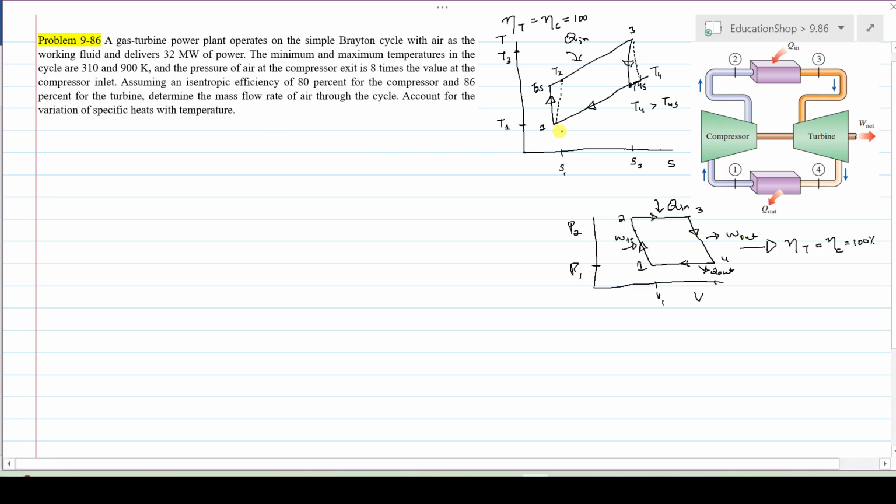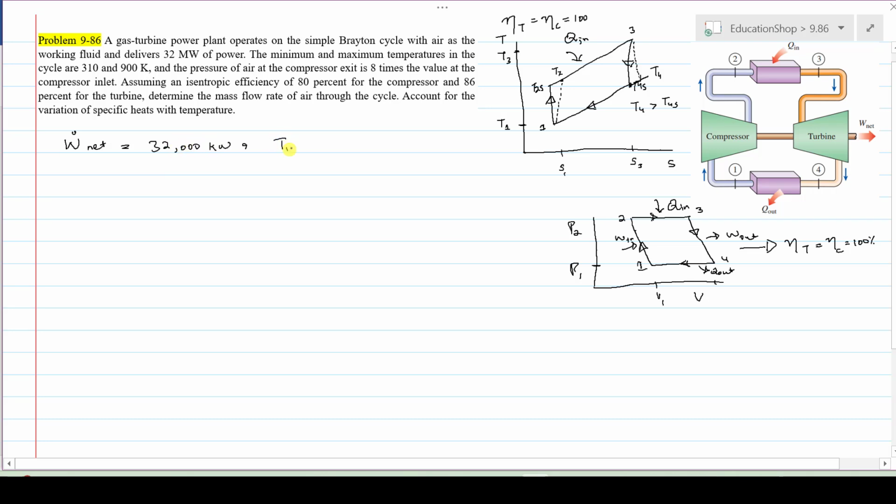If you understand the concept of the Brayton cycle, TS and PV diagram, then come toward the statement: what kind of data is provided in the statement, then we'll move toward its solution. The net power produced is 32 megawatt. 32 megawatt multiplied by 1000 will convert into kilowatt.